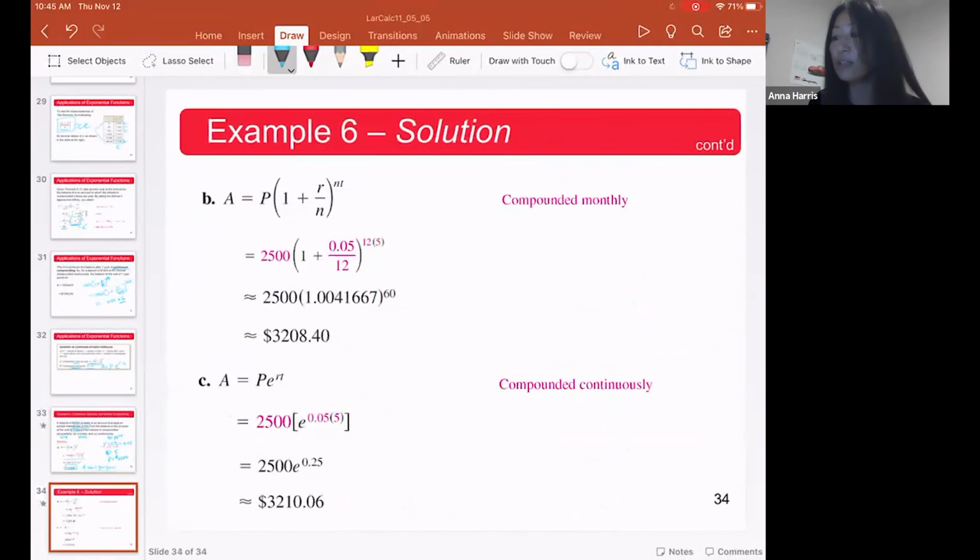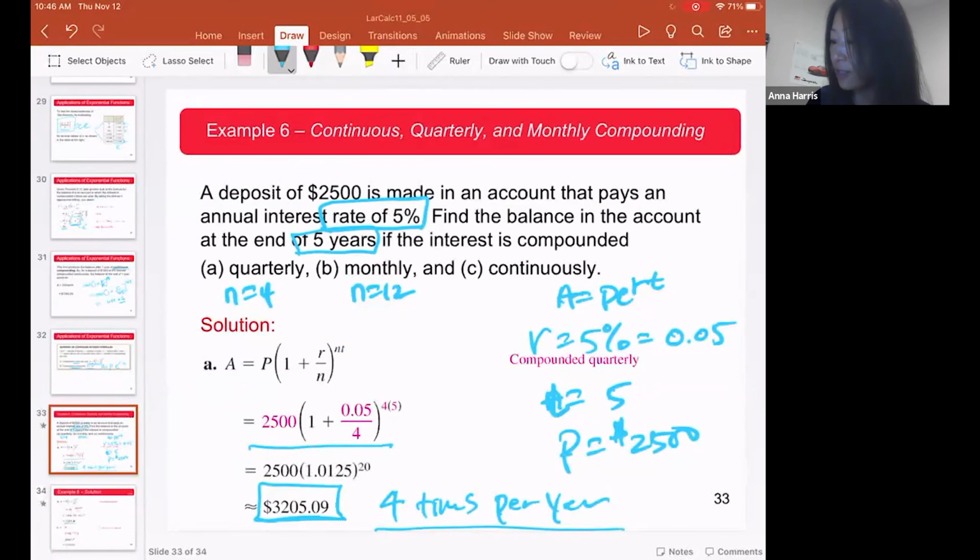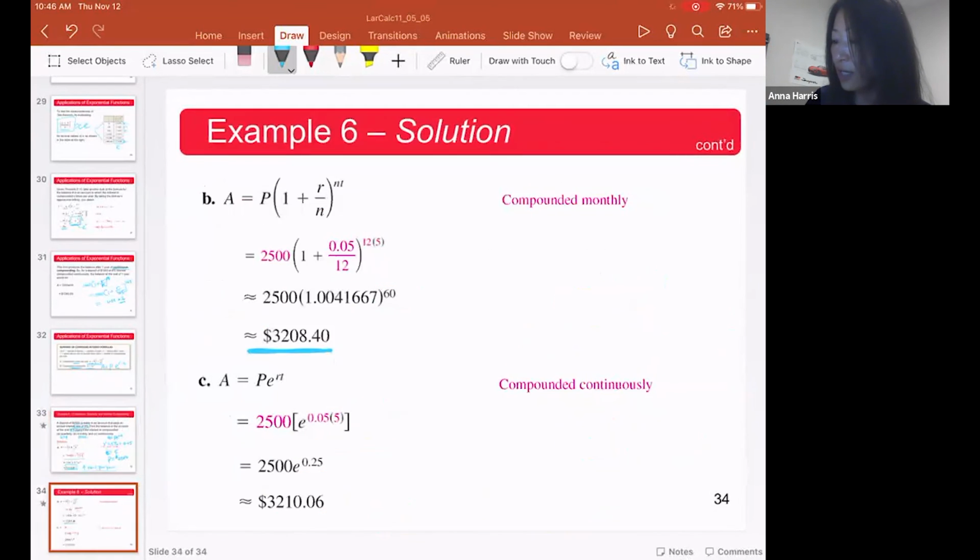Okay. So next one, look at this one. If you do compounding 12 times a year, you get 3208. Let's just see the differences. 3205 and then what? 3208. It's about a $3 difference. It's not much, I guess, but it's okay because every penny counts. So you want to compound more often. So if you do continuously, you get 3210, which is about what, $5 more.